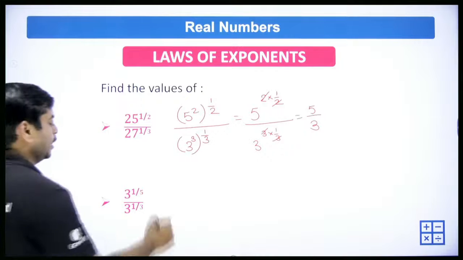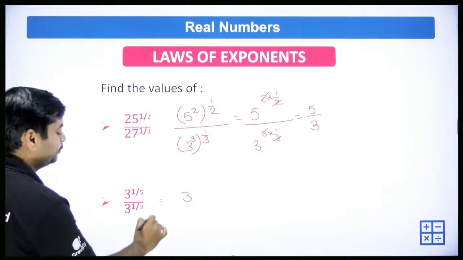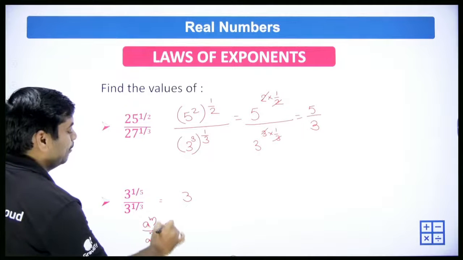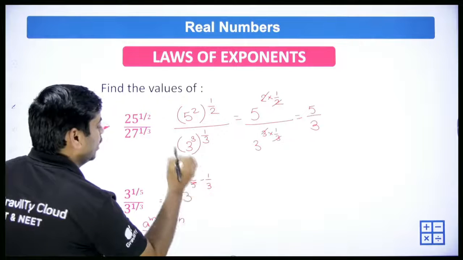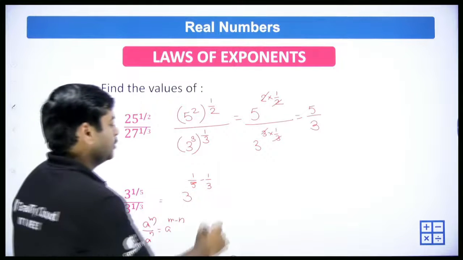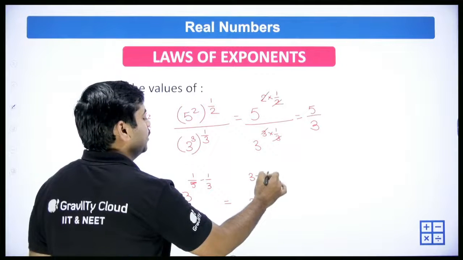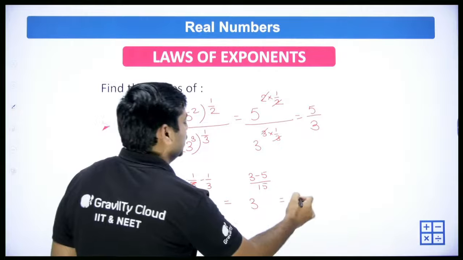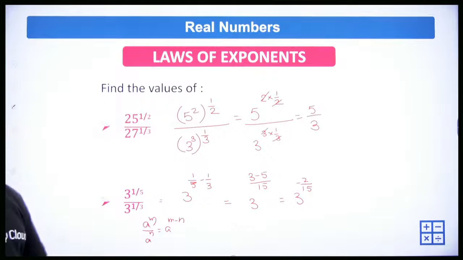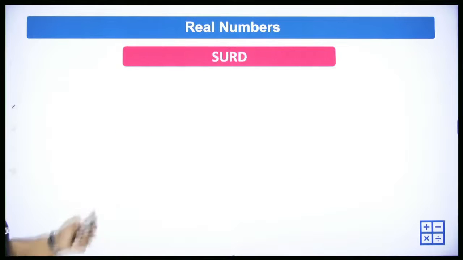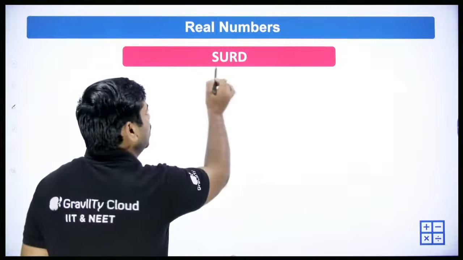Okay. What about this one? It's like a power m by a power n, which is a power m minus n. So 3 power 1 by 5 minus 1 by 3. If you take the LCM and cross multiply, 3 minus 5 by 15, that gives 3 power minus 2 by 15. You can leave it like this. All this we have discussed in the last class. So a couple more things, and now let's try to understand what is a surd.